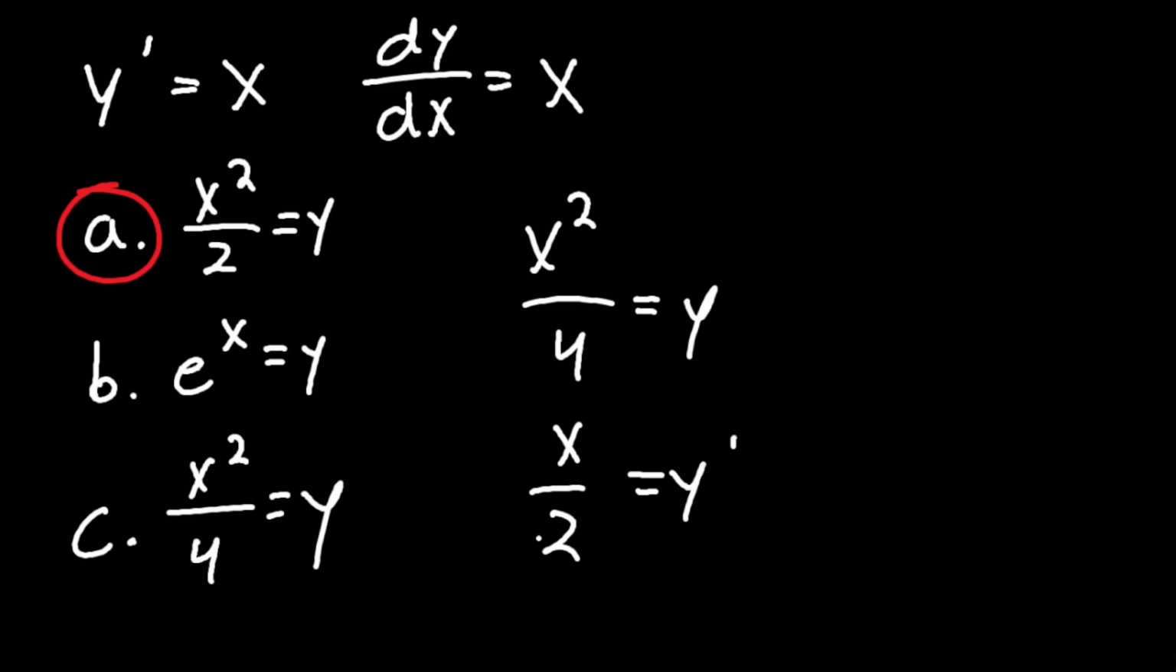If we plug in x over 2 into the differential equation for y prime, so if we send x over 2 into here, we are left with x over 2 is equal to x. This is clearly not true. Therefore, the only solution to this differential equation is x squared over 2, and don't forget the plus c.